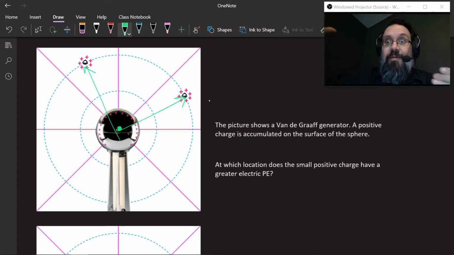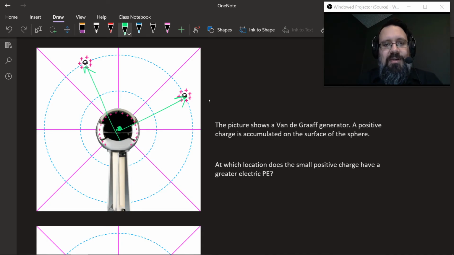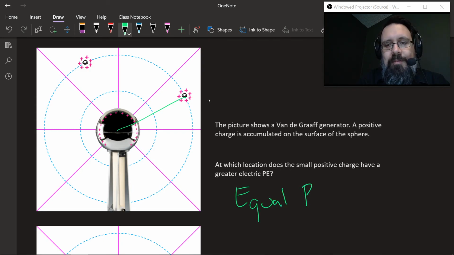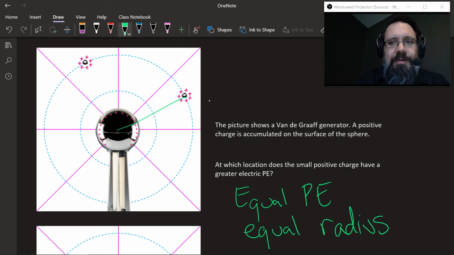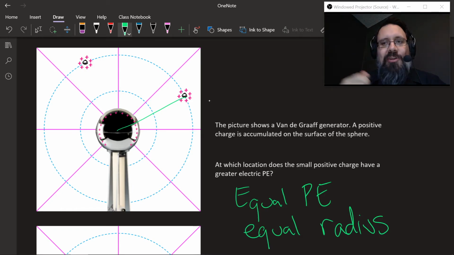Which one is lifted further away? These are like charges, so you have more potential energy when you're closer to it. Which one of these is closer to the sphere in the center? They're at equal distances. So they have equal PE because they have equal R's, equal radius. Those dotted lines are called equipotentials, or equal potentials. It's where the potential energy is equal all along that line.